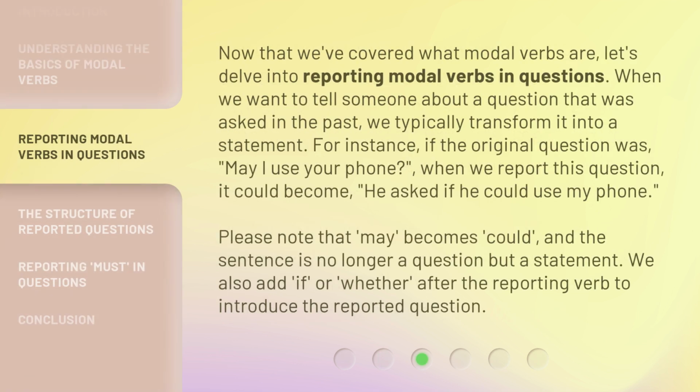Now that we've covered what modal verbs are, let's delve into reporting modal verbs in questions. When we want to tell someone about a question that was asked in the past, we typically transform it into a statement. For instance, if the original question was, "May I use your phone?" When we report this question, it could become, "He asked if he could use my phone." Please note that may becomes could, and the sentence is no longer a question but a statement. We also add if or whether after the reporting verb to introduce the reported question.